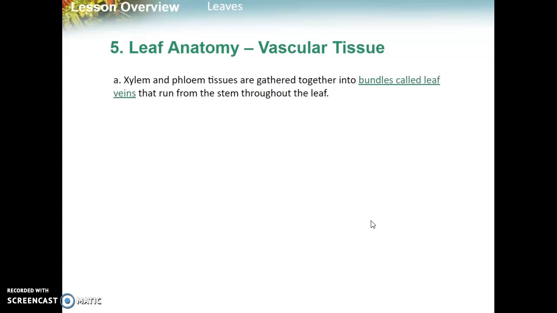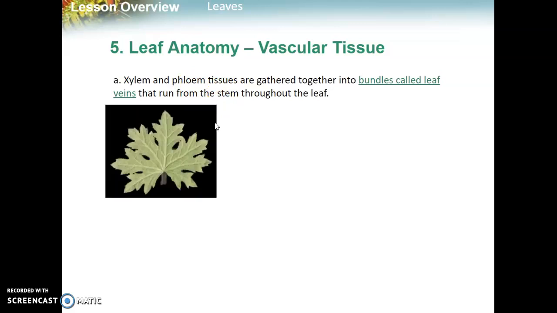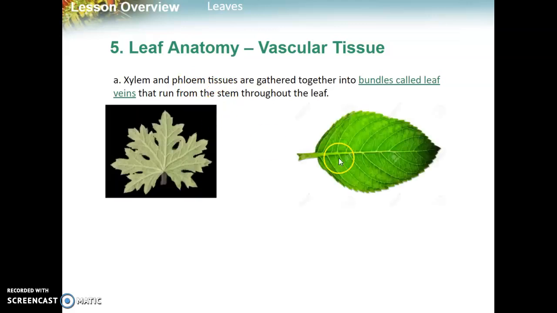Vascular tissue. So we've talked about the dermal tissue. Now let's talk about the vascular tissue. The xylem and the phloem are gathered together in the leaf into what we call veins that run through the stem, through the petiole, and then into the leaf blade itself. So here is a palmate example of venation of the leaf veins. The xylem and phloem come in at this point, and then they spread out from that one point.